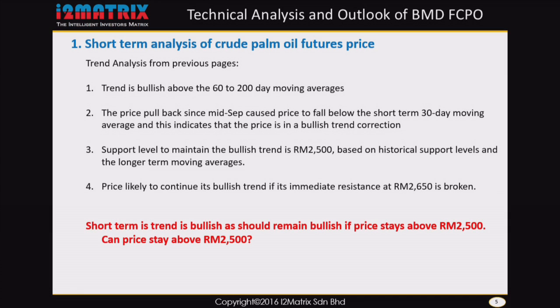So the trend is bullish. We are looking at the trend analysis. The price may pull back in mid-September because price falls below the short-term 30-day average. So we are looking at a correction at this point of time of a bullish trend. But if it's able to be maintained above 2,005, which I think is going to be the low until the end of the year, then we are really looking at a very strong bullish trend. And there's a very high chance that the price can even go to 2,008 to 3,000 if the 2,650 ringgit resistance level is broken.